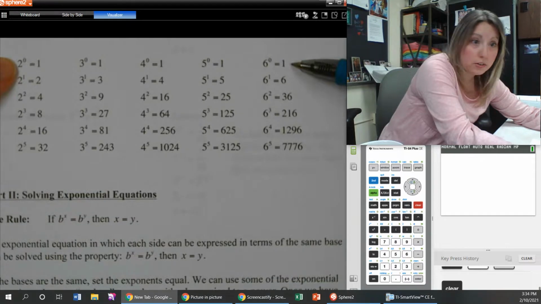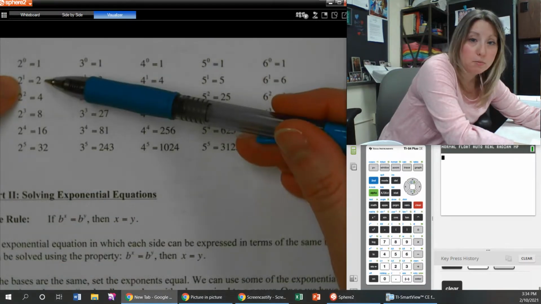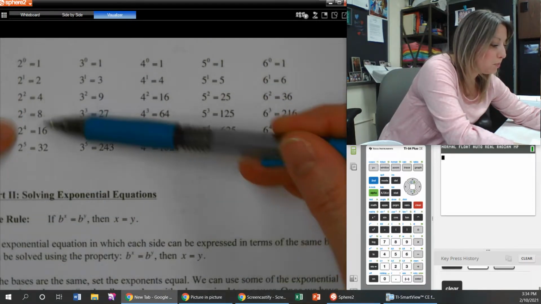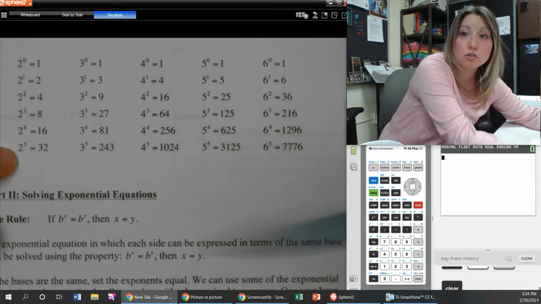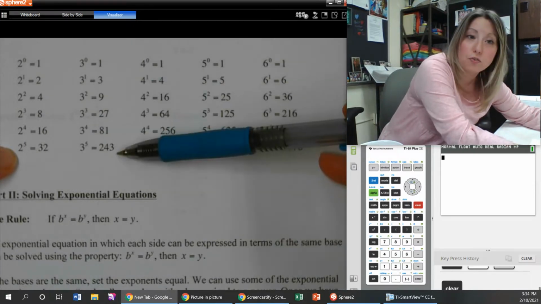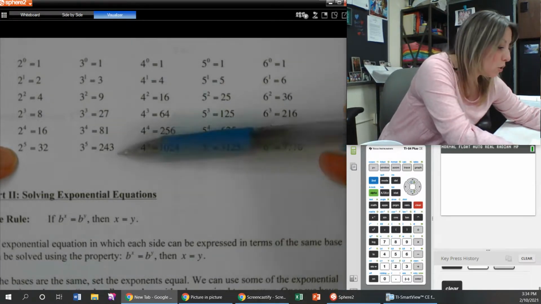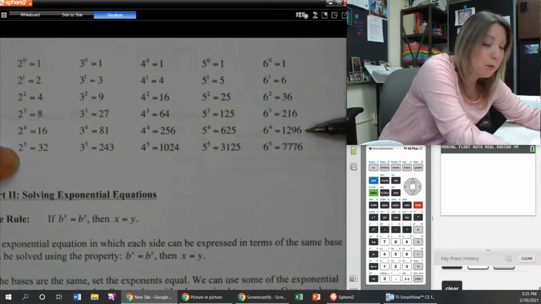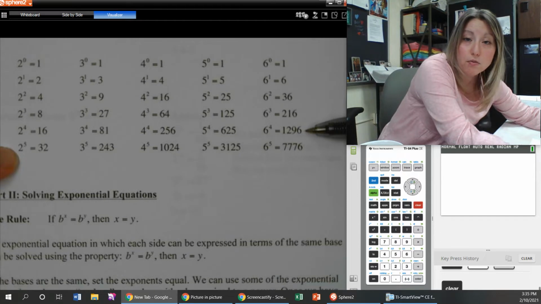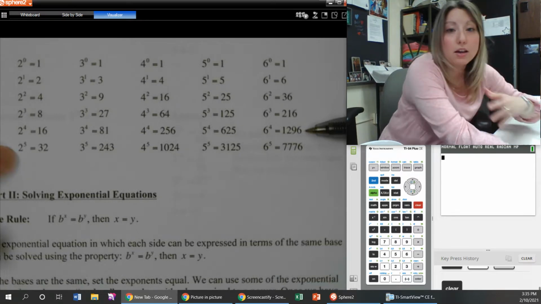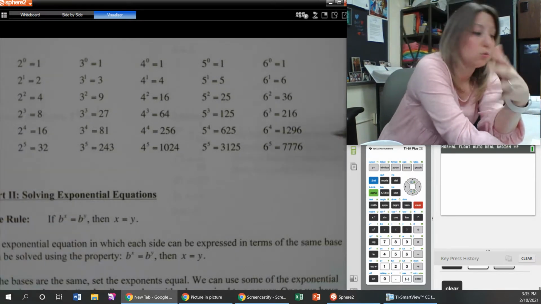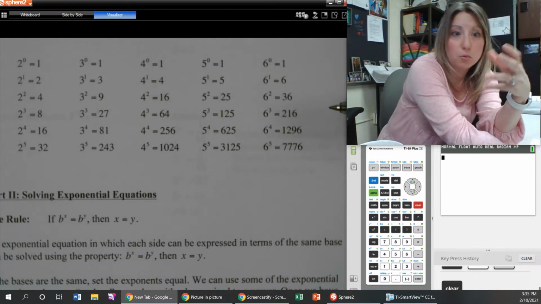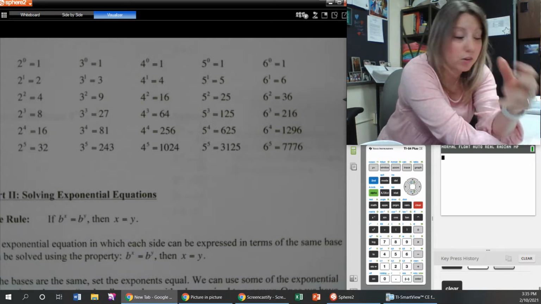Now, you'll notice that then I start raising bases to powers, and whoa, we get increases real quick as far as their equivalencies, right? So, like 4 to the 4th power is 256, 6 to the 4th power is 1,296. We get real quick into some of these big integers, okay?